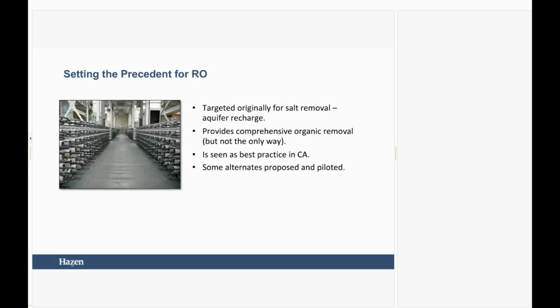What I will point out at this point, though, is that Orange County kind of set the precedent for reverse osmosis in potable water treatment. And even though one of the real drivers for using reverse osmosis was salt removal, to get the salt levels down for injecting into the aquifer, because it did such a good job of organic removal and of some of the chemicals of concern, in some ways it became the standard. And in some ways that's become a little bit of a shackle for potable reuse in the United States, because it's seen as the one and only way of doing it, when in fact there are other technologies that may be suitable. And I'll talk about some of those as we go.